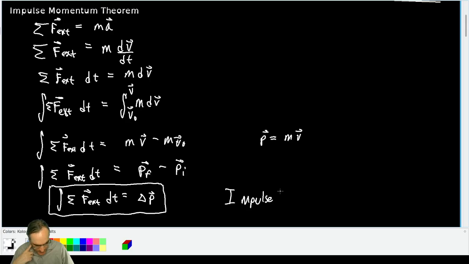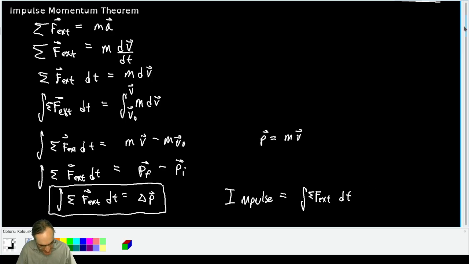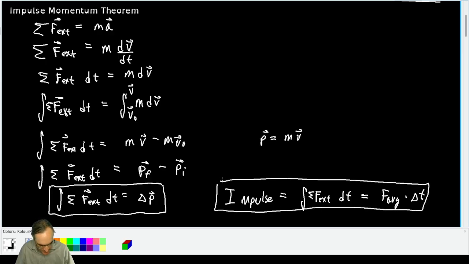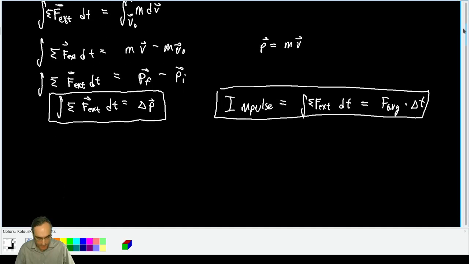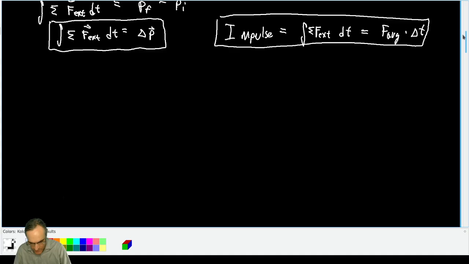Unfortunately, the symbol for impulse varies from textbook to textbook. Some use a capital I, some use a capital J, is equal to the integral of the external forces with respect to time. All right, we can also write that as the average force times the elapsed time, and we do that frequently. And we'll talk about that before we call this section done. Why can we do that?